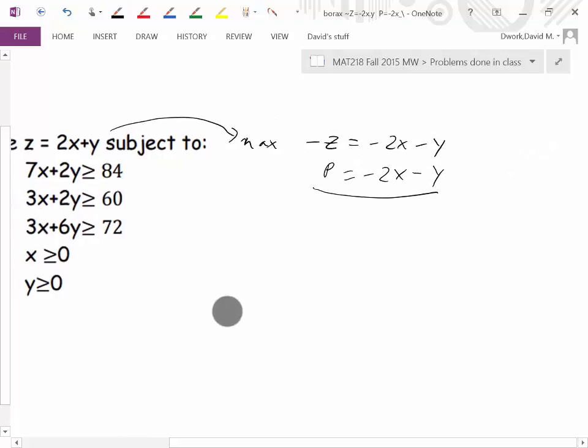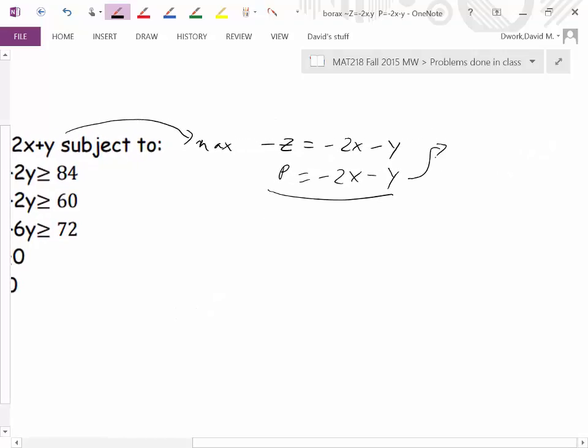Now, to be able to put this in a matrix, we need to rearrange this so the p has a positive leading coefficient. So I'm going to add my variables over to the other side, which will give me 2x plus y plus p equals 0. So there we go. There is my objective equation.